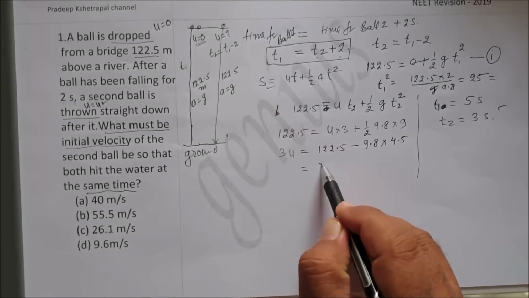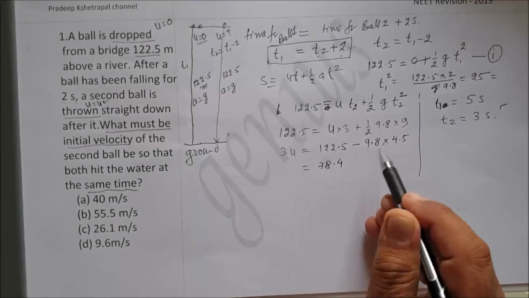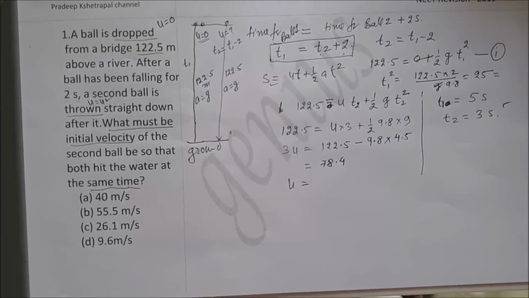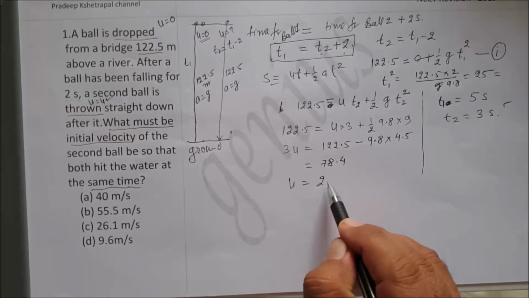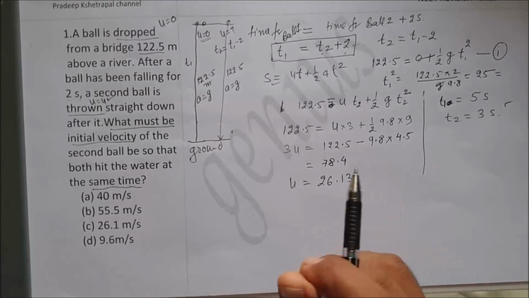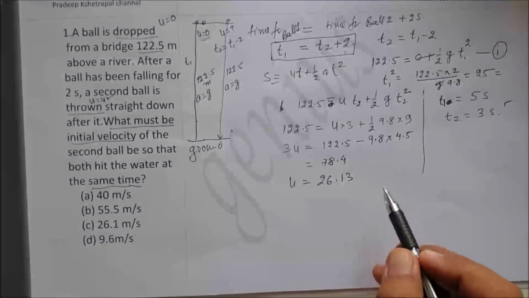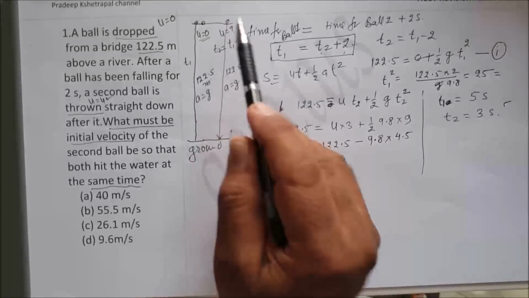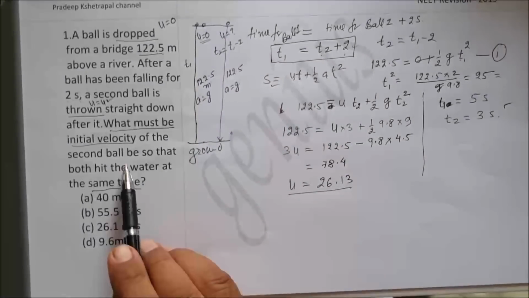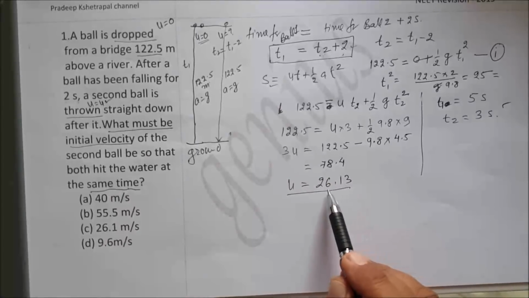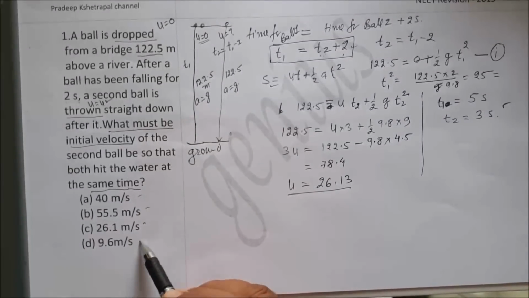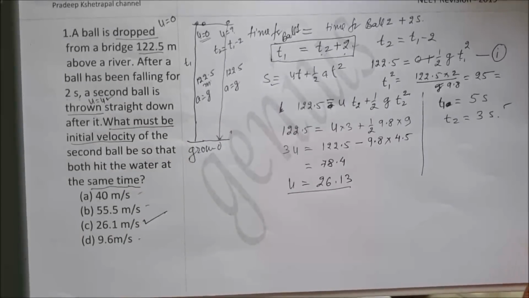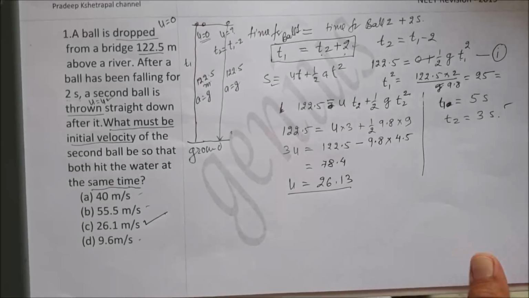This comes out to be 78.4, and u is equal to that divided by 3, which is 26.13. So this is the initial velocity with which we must throw the second ball. And 26.1 we get here. Yes, this is the right answer, 26.1 meter per second. This is how question 1 is done. And now we go to question number 2.